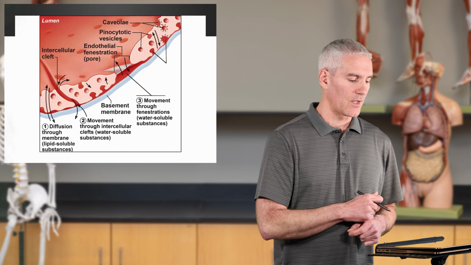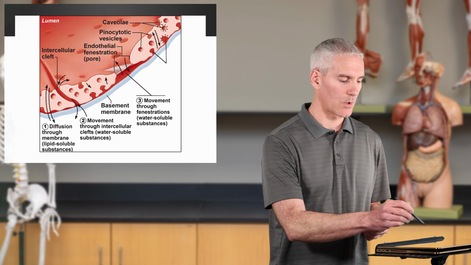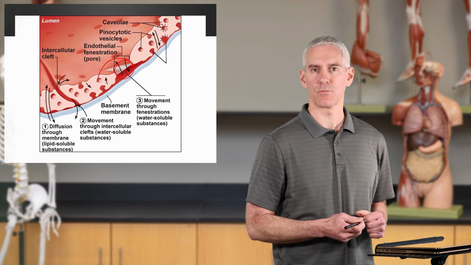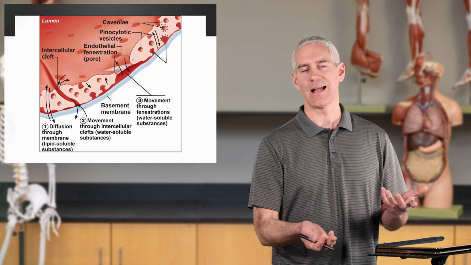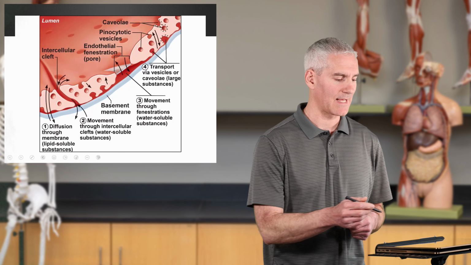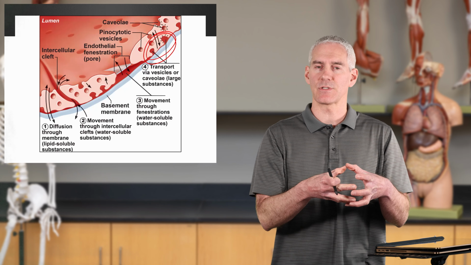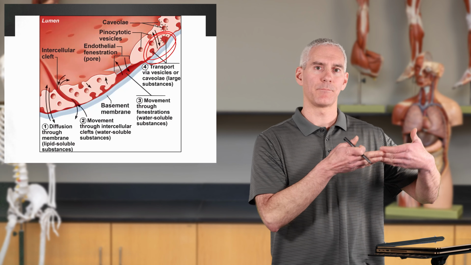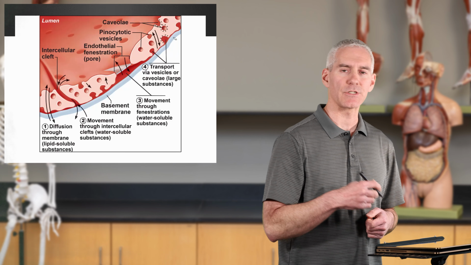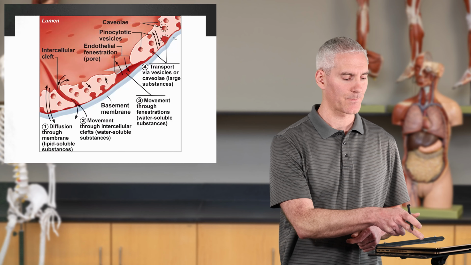Beyond that, you get to the movement through these fenestrations. So you have these water-soluble pieces going right through these openings in the actual capillary. And then finally, you get to the vesicles. So going through the pinocytotic vesicles, you're seeing them right here. They open up, accept those things like proteins, and then bring them into the cell or into the tissue that way. So you have different transport mechanisms depending on solubility and on size.